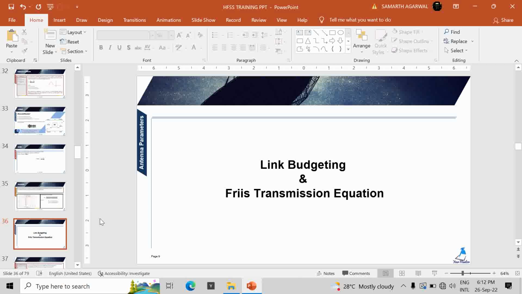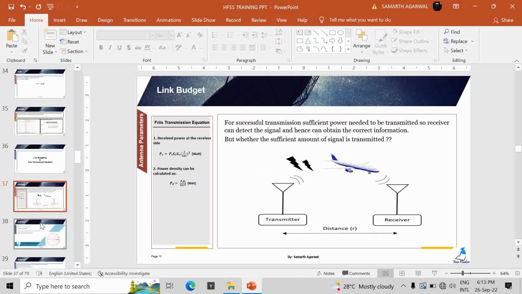Now link budgeting and link transmission, the Friis transmission equation. What is link budgeting? We all know that 100% power is not possible to transmit. Suppose I take 90%, so in that also 90% of the power is transmitted to the environment so that it will reach the desired receiver. Now during the transmission, during channel propagation or communication, it will definitely face so much distortion.